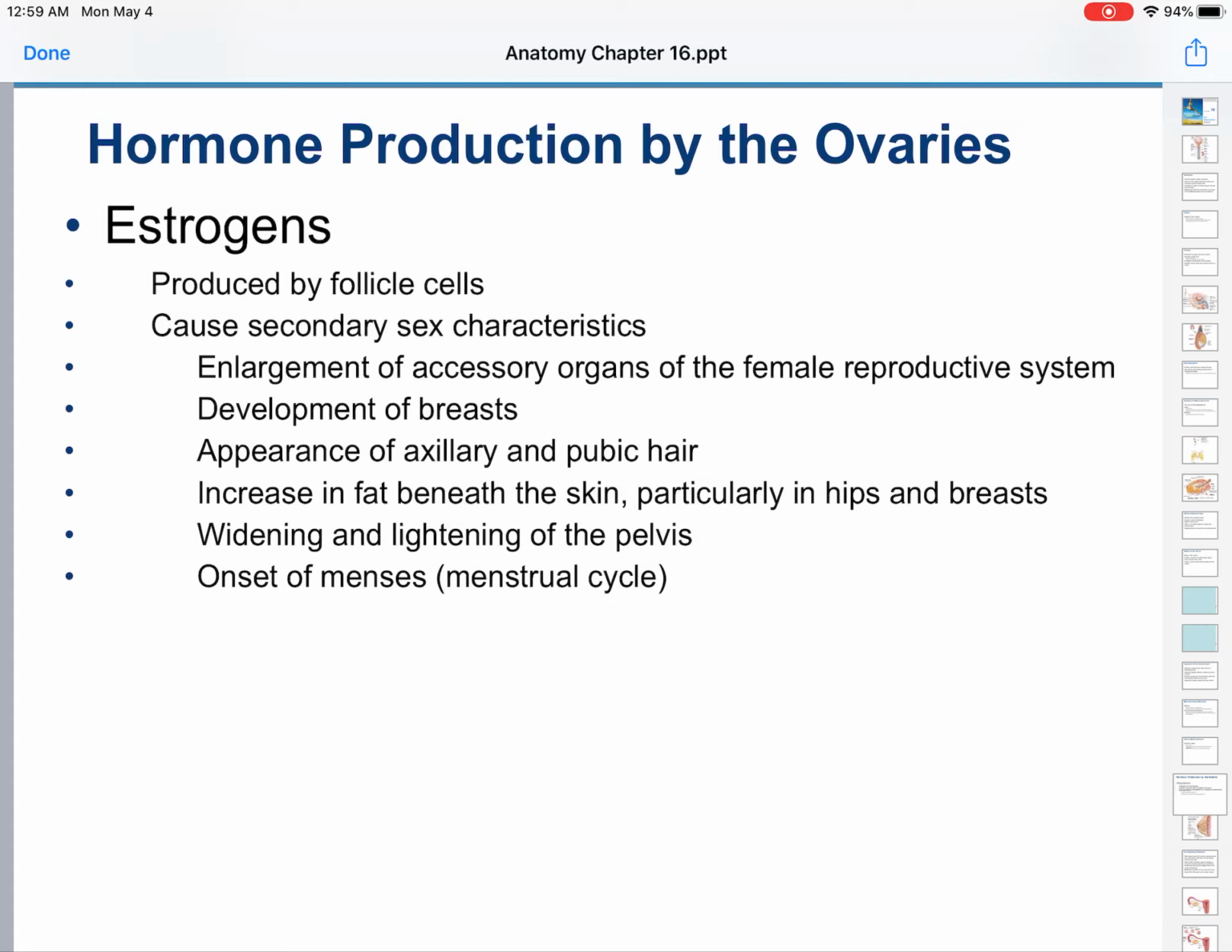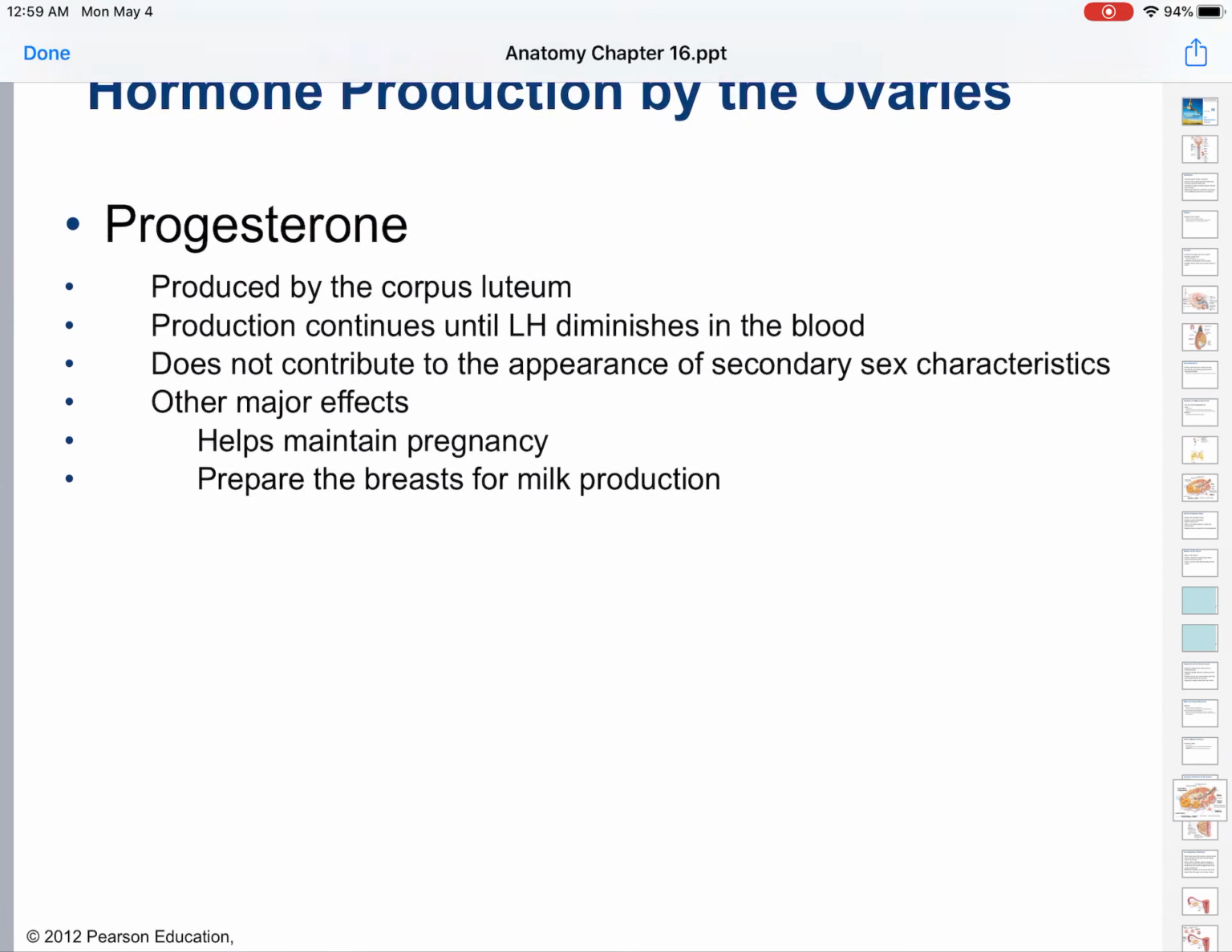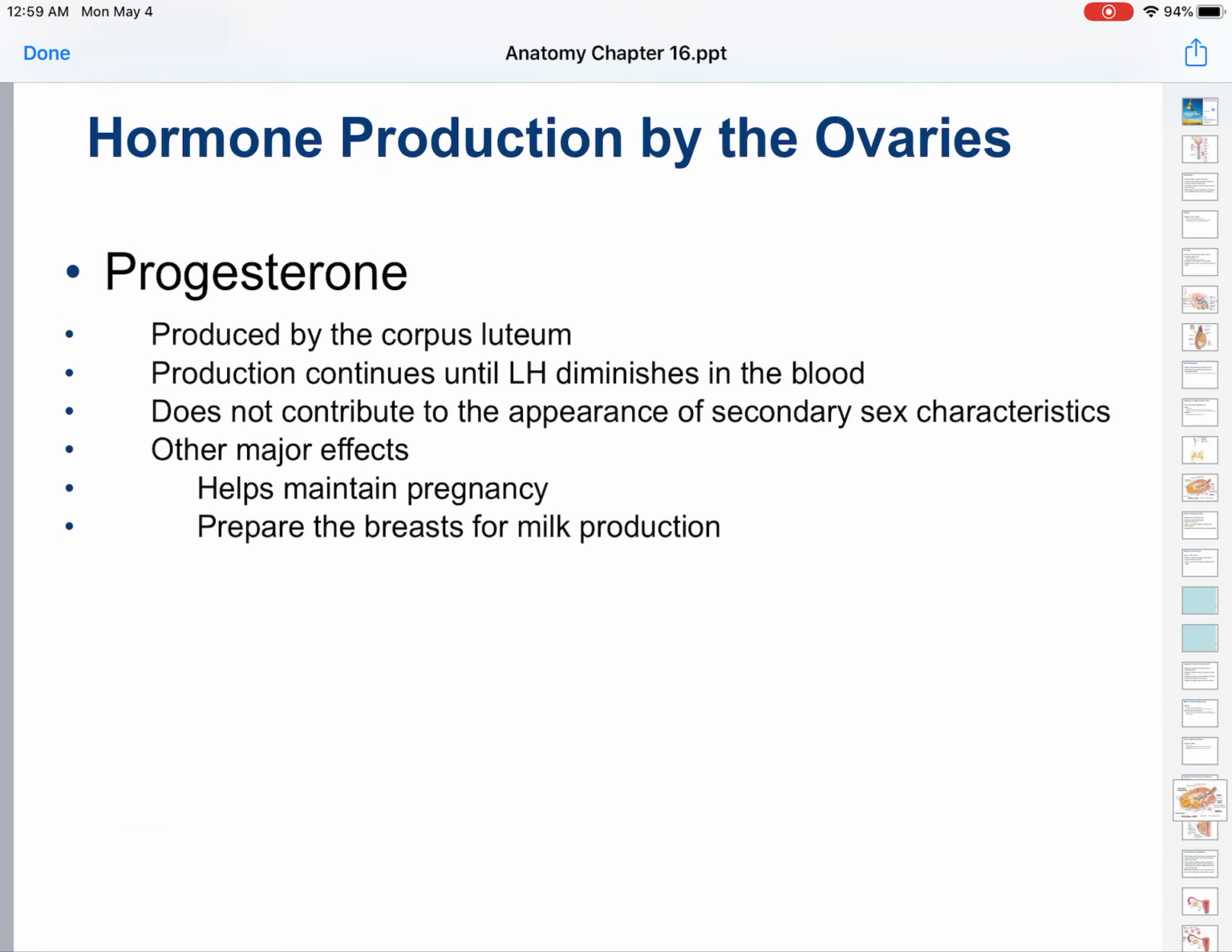You also have widening and lightening of the pelvis to allow not as much weight to be carried, and also widening to allow eventual childbirth. And then the onset of menses, the menstrual cycle itself, and ovulation and all the things that come with that. You also get progesterone. This is the hormone that is directly produced by that corpus luteum.